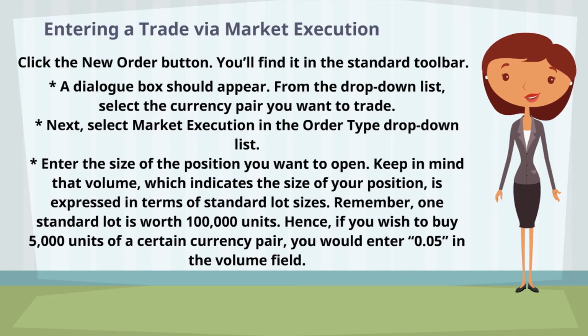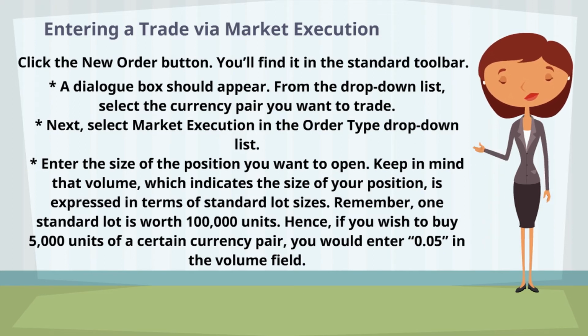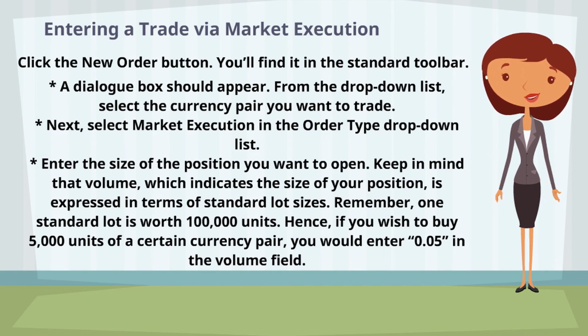Entering a trade via market execution. Click the New Order button. You'll find it in the standard toolbar. A dialog box should appear. From the drop-down list, select the currency pair you want to trade. Next, select Market Execution in the Order Type drop-down list. Enter the size of the position you want to open.